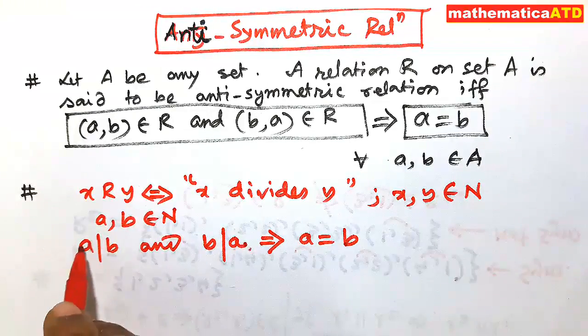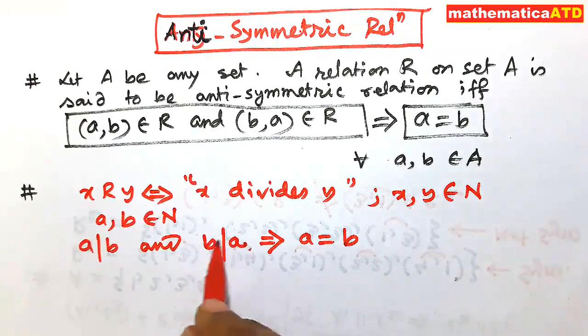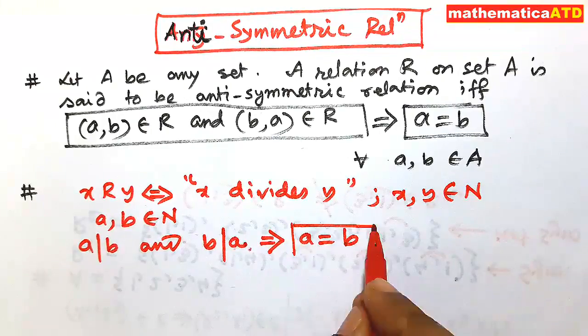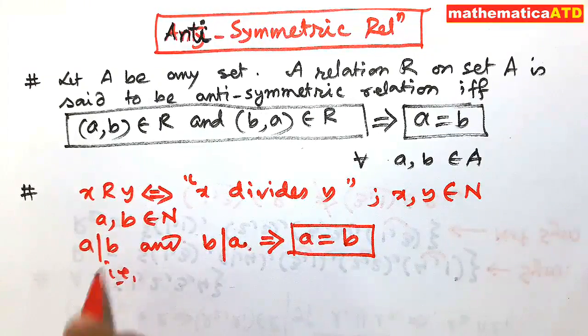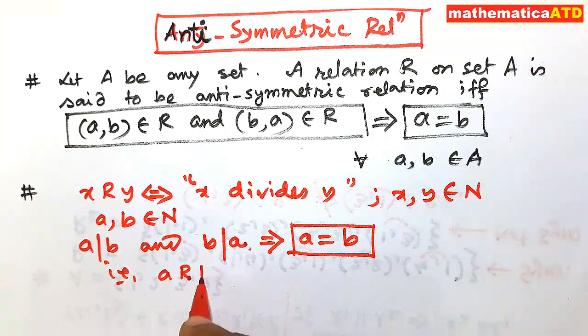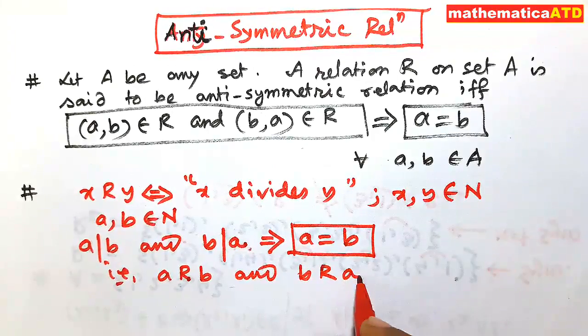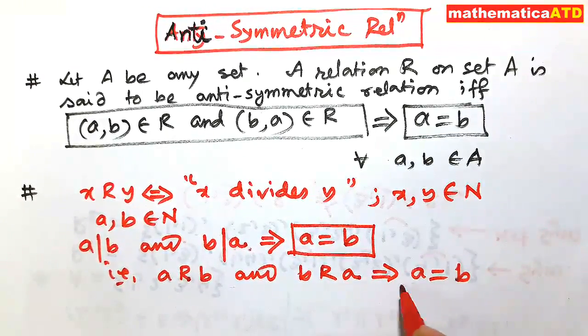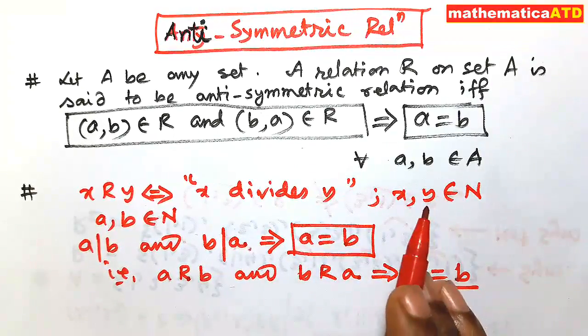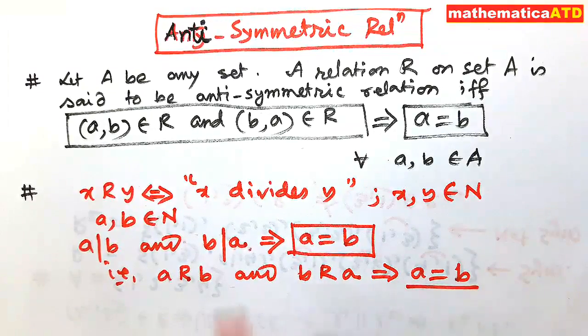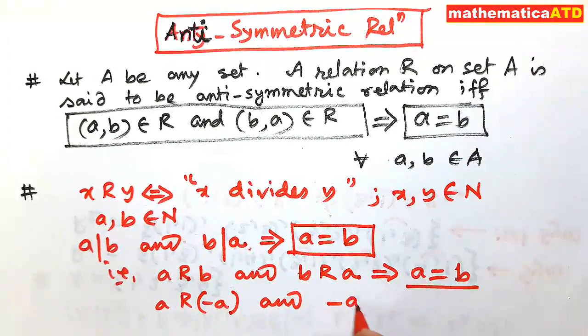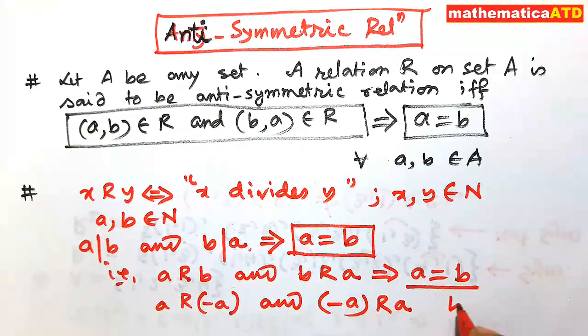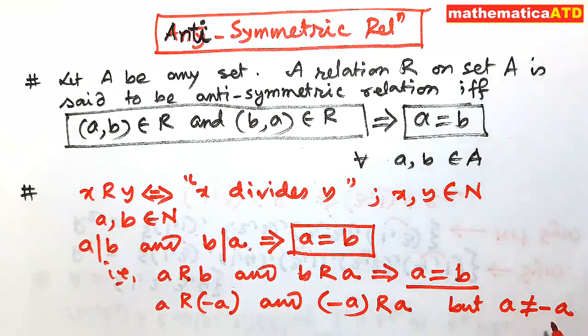So in arbitrary notation, a divides b, and if it is given that b also divides a, then it implies that a is equal to b. That is, a is related to b and b is related to a implies that a is equal to b. Okay, it should be noted that this relation is not antisymmetric on the set Z of integers, because for any non-zero integer a, we find that a divides minus a and minus a divides a, but you can't say a is equal to minus a. That is, a is not equal to minus a. Thank you. Have a nice day.